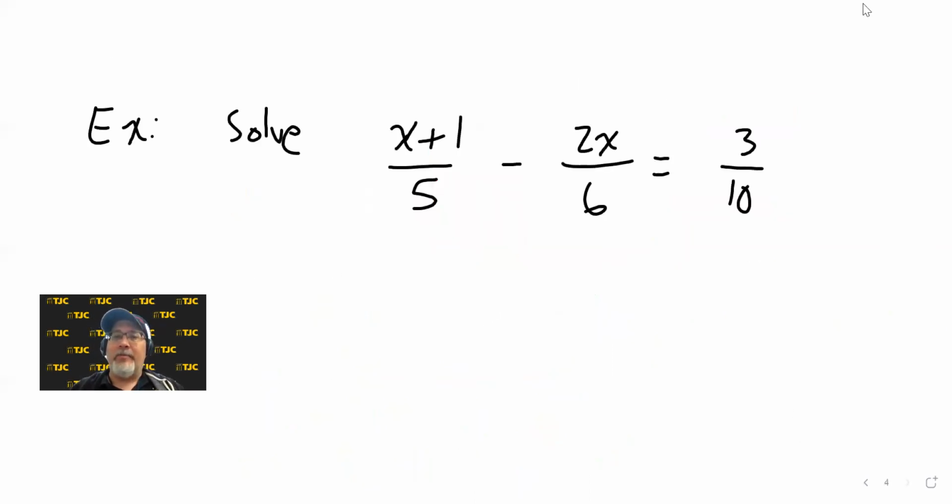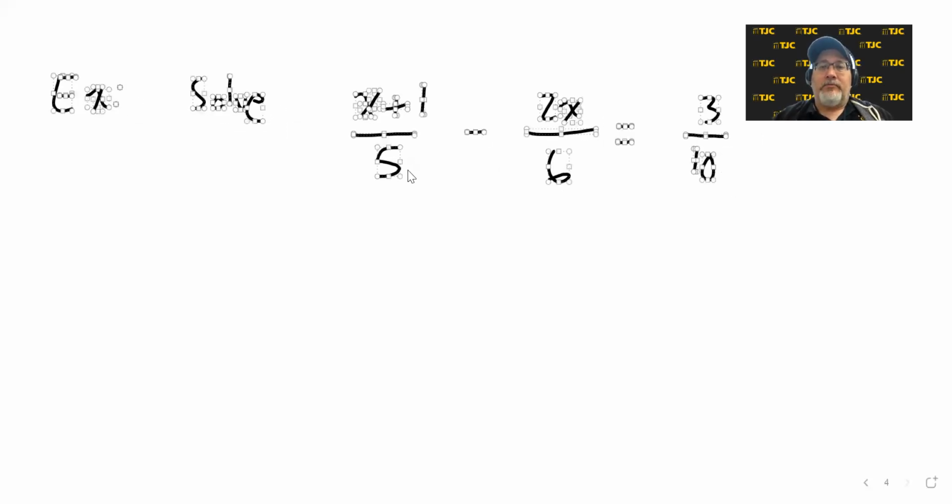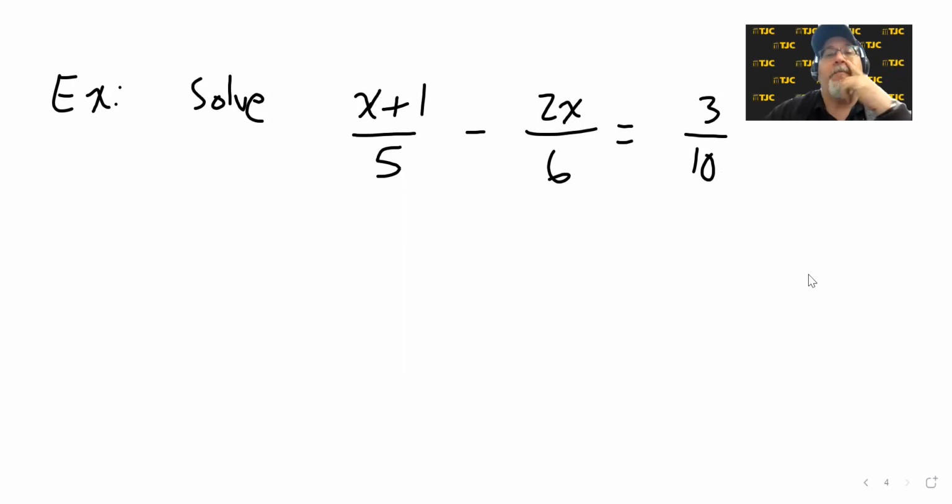Now, this one may look a little bit more intimidating because there's 3 fractions and the numerator of one of them is a binomial. The numerator of the first one is x plus 1. But that changes nothing about the difficulty. In fact, this one, I would argue, is easier because of focus on the denominators. Notice the denominators are all constants, 5, 6, 10.